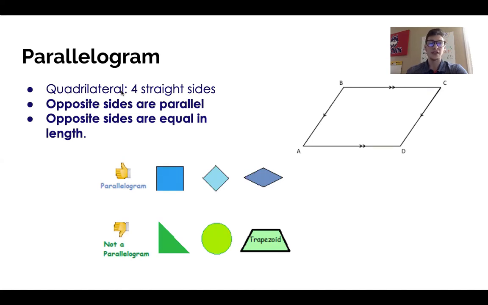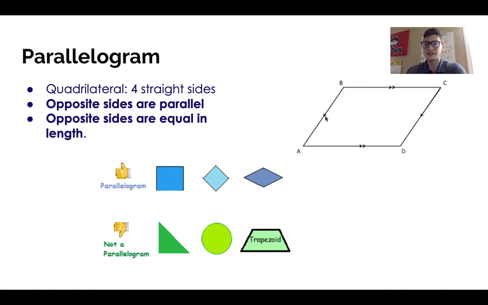So as I mentioned, it's a quadrilateral. It has 4 straight sides. The opposite sides are parallel. Parallel means you're going in the same direction and your lines will never intersect. Okay, so if I look here, in many pictures, they'll use arrows to indicate that lines are parallel.